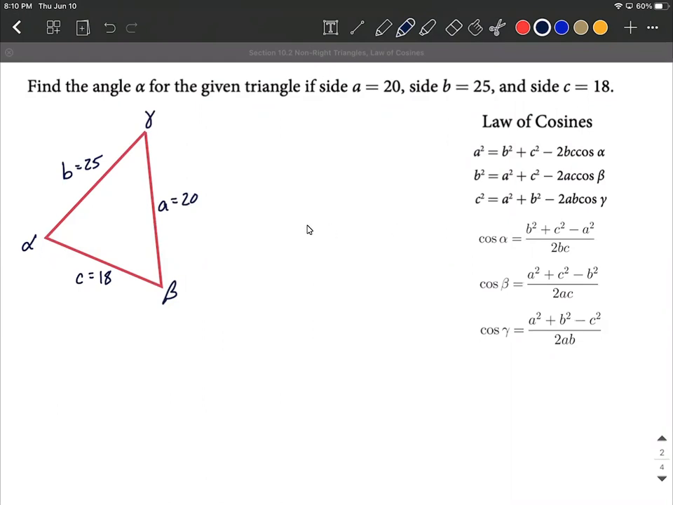So we don't know it's a right triangle. We don't know any of the angles right now. We don't have any of the angles, so we can't use the law of sines. So we're pushed right over here towards the law of cosines.